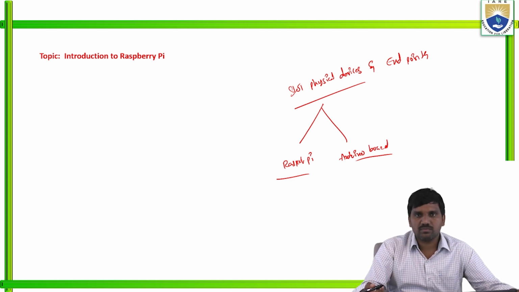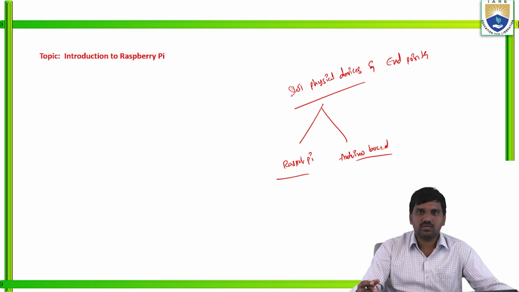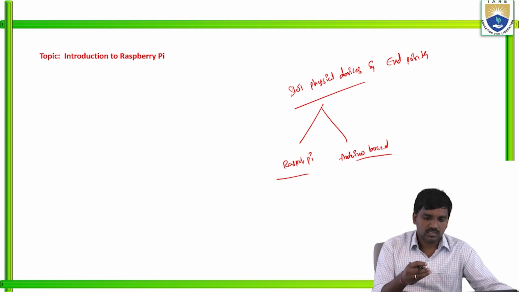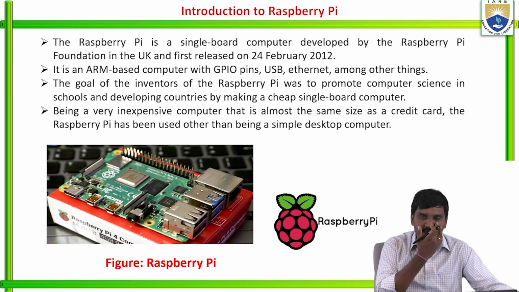Apart from that, we have to explain how an IoT device can interface with the Arduino module and the Raspberry Pi module. That is the content I am going to discuss in the next slide. But before entering into that actual content, first we have to know the introduction to the Raspberry Pi motherboard.